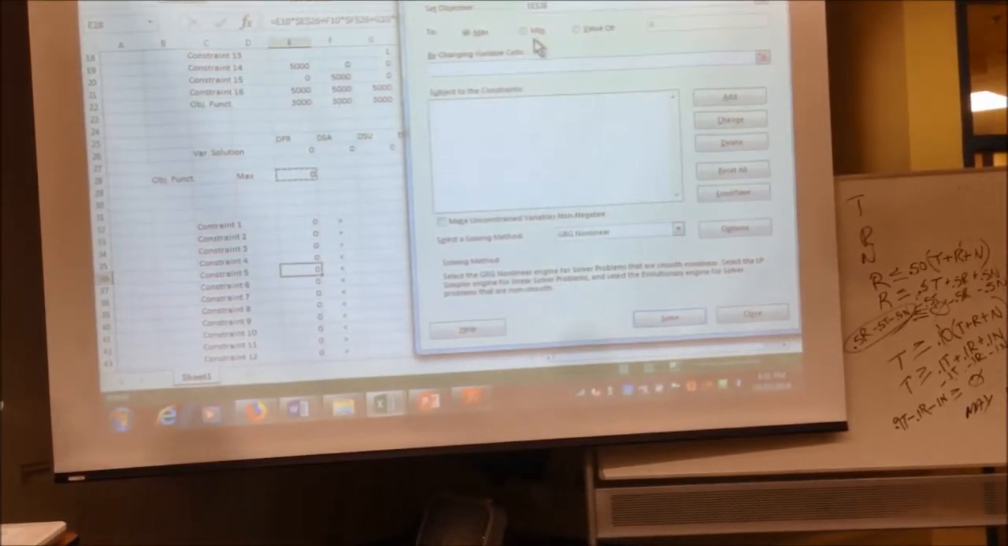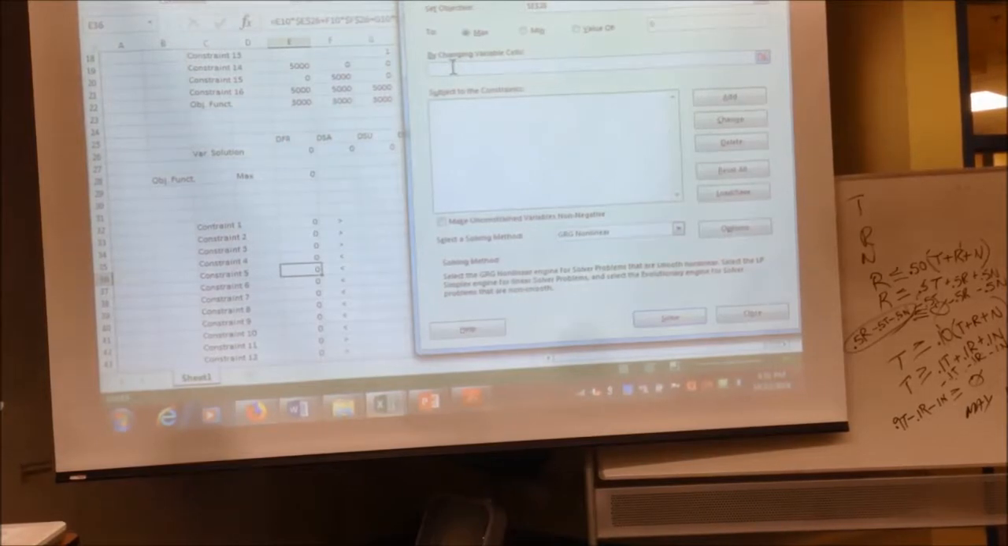Is this a max or a min problem? This was advertised. Are we trying to max something or minimize something? Max, okay. What is this asking for by changing variable cells? Give me at least one of the cell locations.